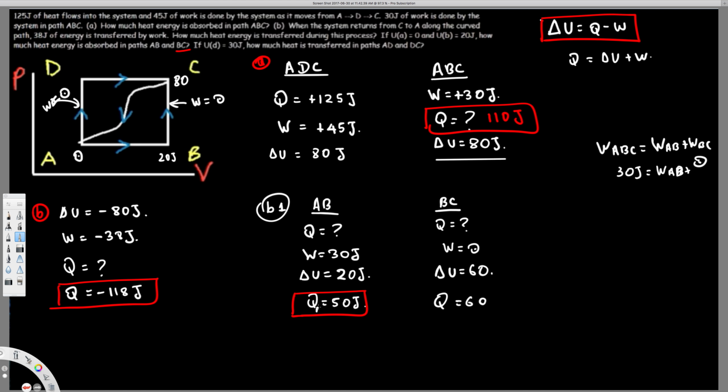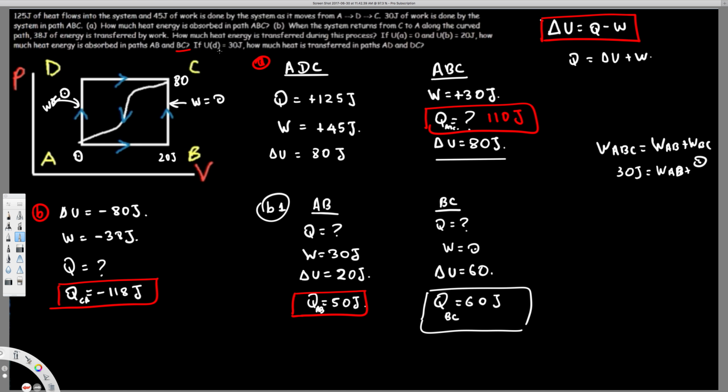So let's say this is QAB and QBC is equal to 60 joule, right? And this one was QAB, this is QCA, and this is QABC, right? Okay, so we are done with this part right here.